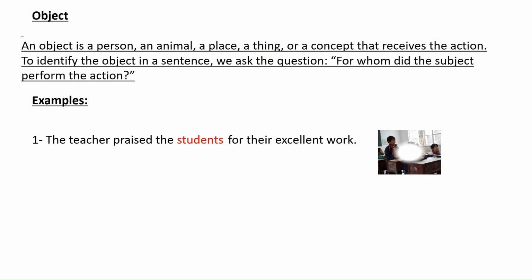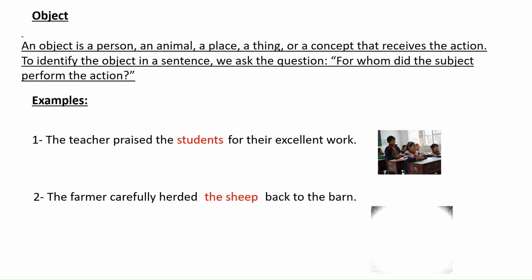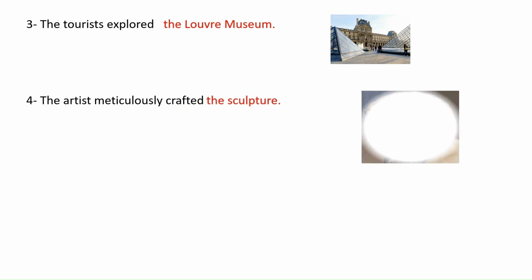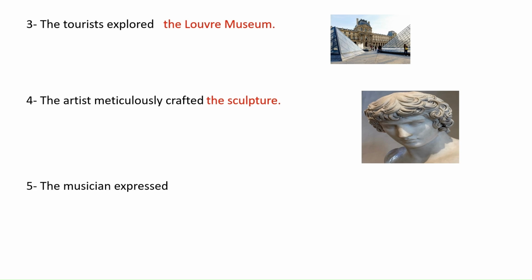Let's have some examples. Number one, the teacher praised the students for their excellent work. Number two, the farmer carefully herded the sheep back to the barn. Number three, the tourists explored the Louvre Museum. Number four, the artist meticulously crafted the sculpture. Number five, the musicians expressed joy through their music.